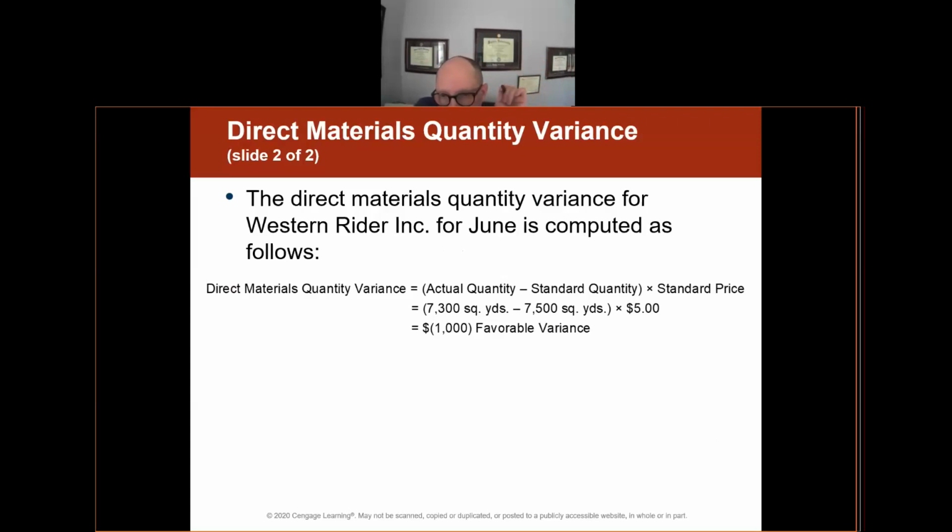Actual quantity minus standard quantity. Actual minus standard, that's a negative 200 square yards. Times $5 per square yard, that's minus $1,000. Minus 200 times 5 is minus 1,000. Remember, it's favorable if the actual is less than the standard.